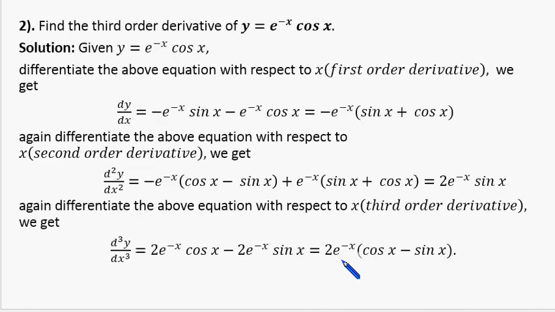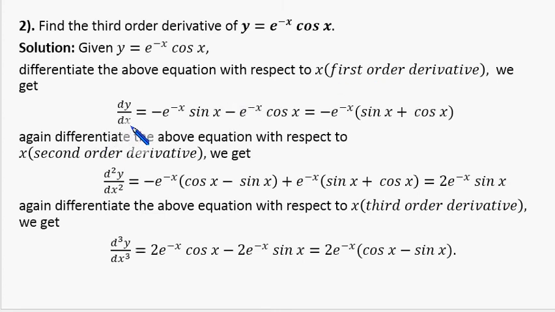Similarly, moving to the next problem: find the third order derivative of y is equal to e power minus x into cos x. This is in terms of the UV rule, where we have to apply the product rule. The given function is y is equal to e power minus x into cos x. The derivative of the equation with respect to x is called the first order derivative.